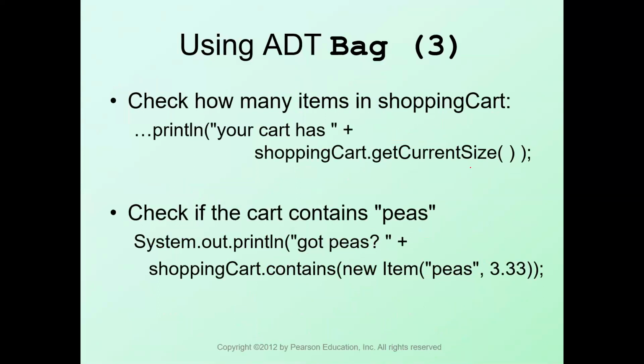Suppose you want to know how many items are in your shopping cart. You can invoke the get current size method. Shopping cart.get current size will tell you how many items you have. What if you want to know if you actually have peas, right? That peas problem that we had to deal with was a challenging problem. Well, it's not so hard when you have a bag. You can say, got peas, and then shopping cart.contains. You have to make an object to do the comparison with, but this is a temporary placeholder object that you're going to look at and see if this object is inside the shopping cart.